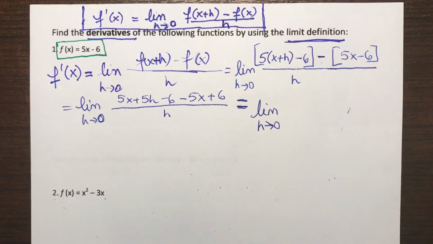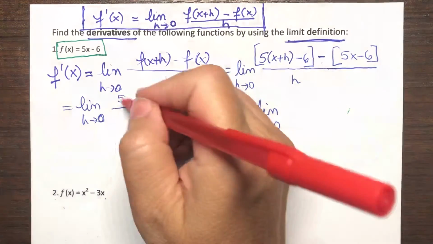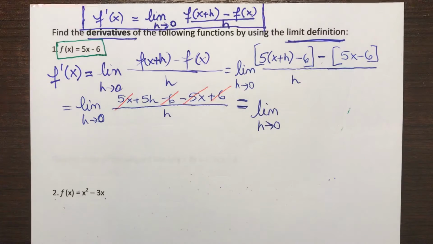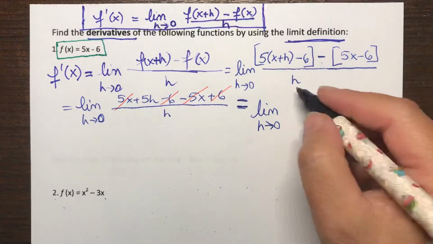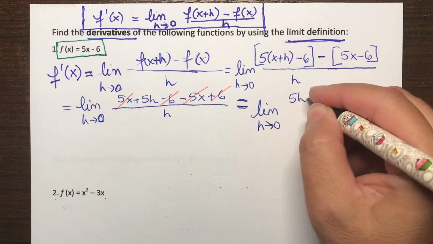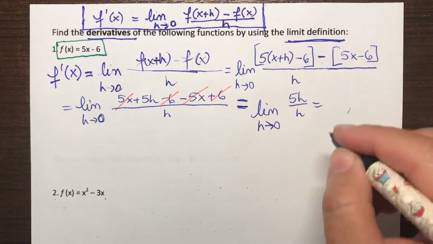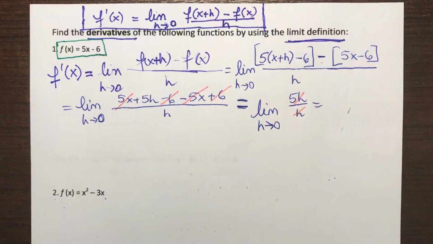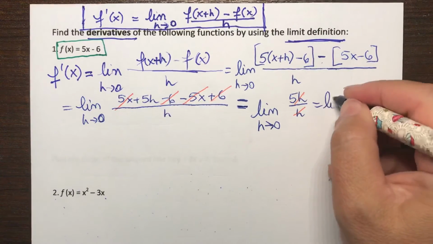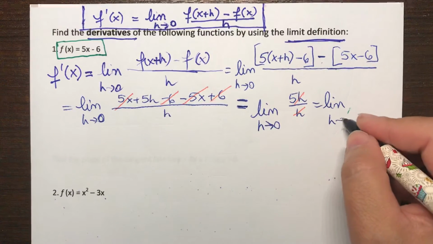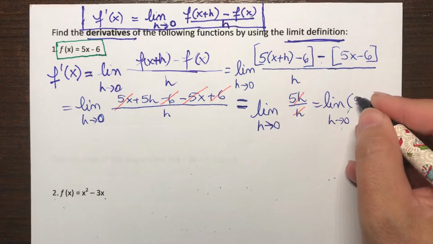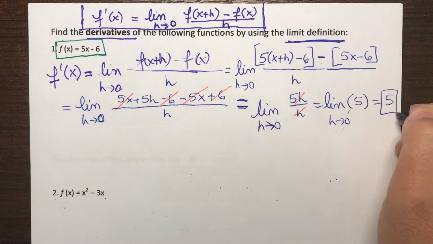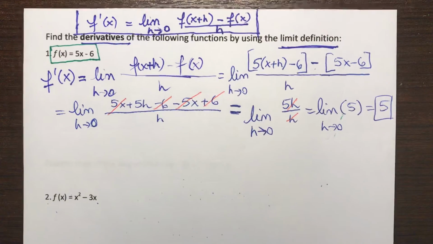Now, so here, what can I reduce? The 5x gets reduced, the 6 gets reduced, right? Because we nicely properly distributed in the minus sign. That's a 5h over h. And now, can I reduce the h's? Sure enough, it's a common factor to top and bottom. So I'm left with the limit as h approaches 0 of the constant number 5, and there's no h to plug in. The answer is just the 5.